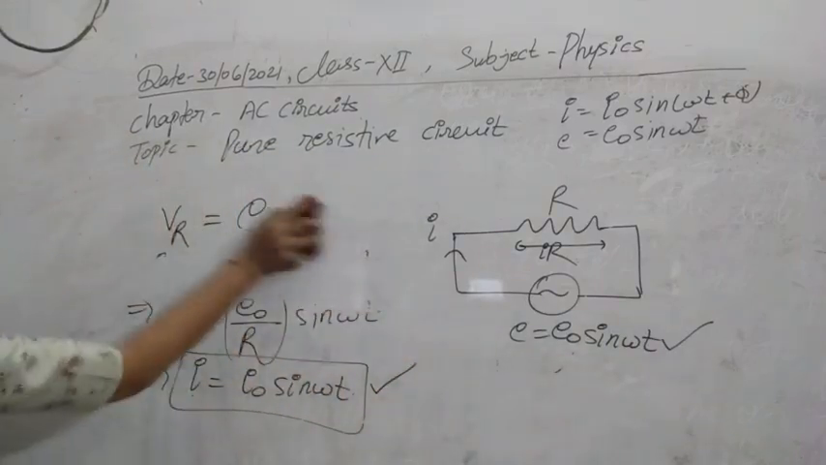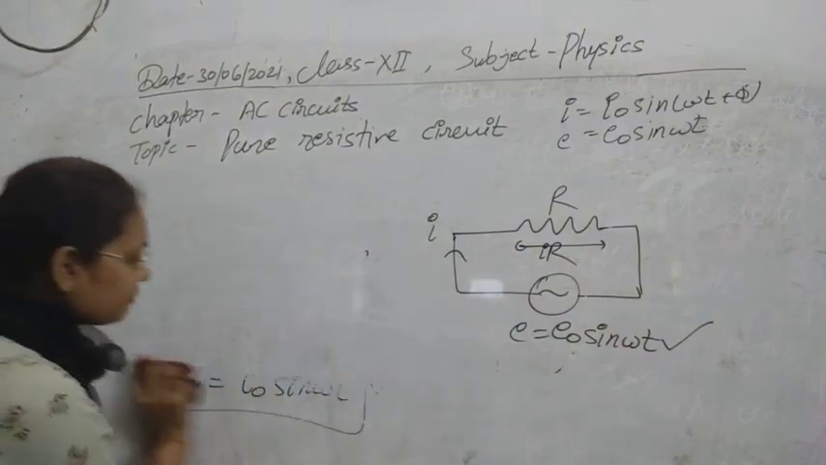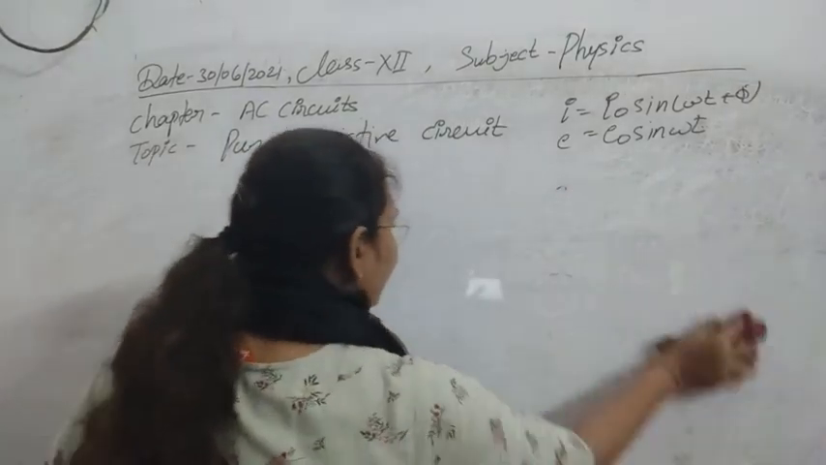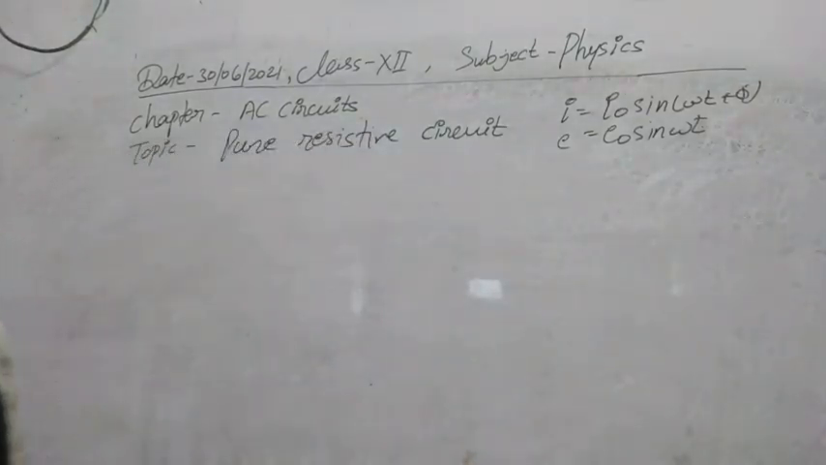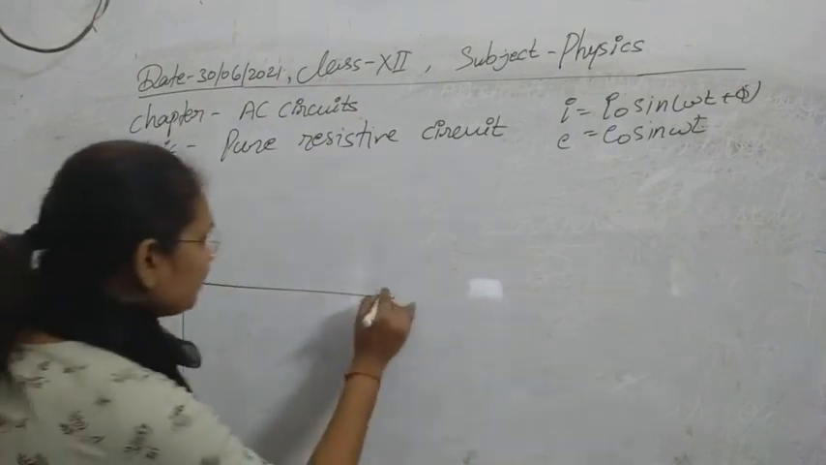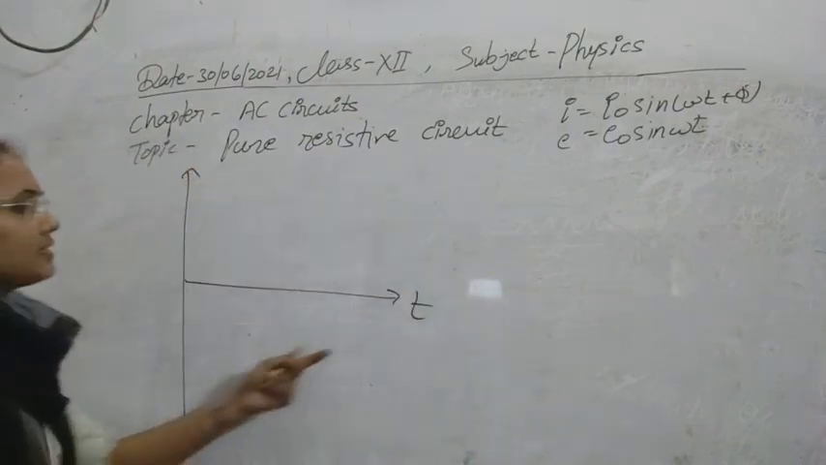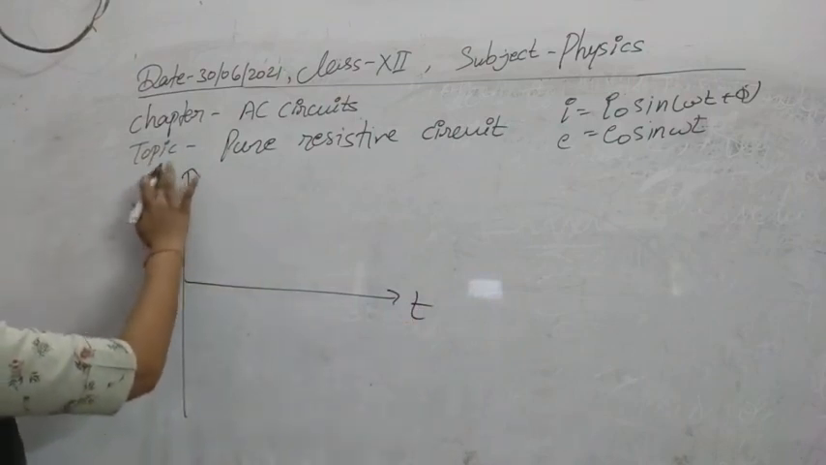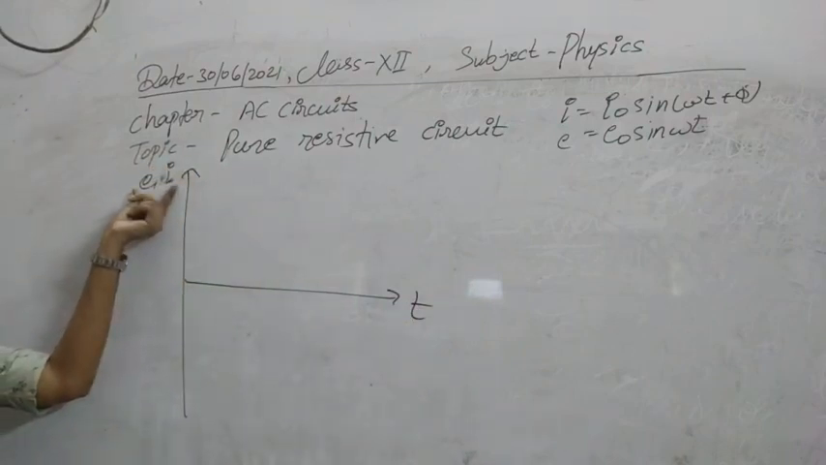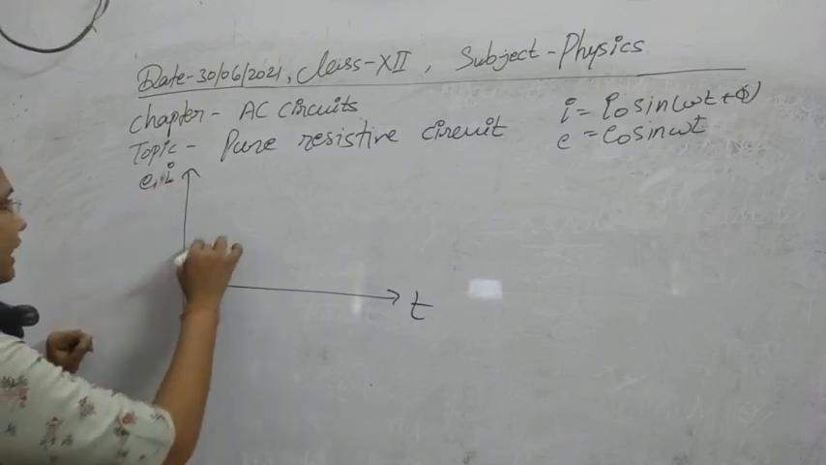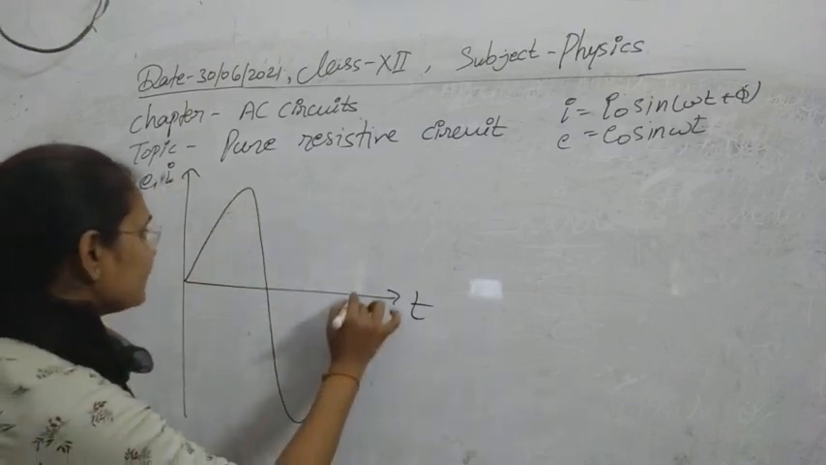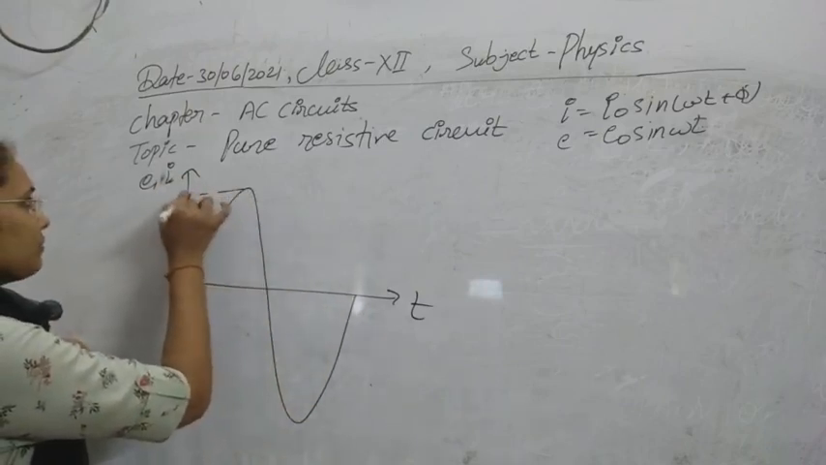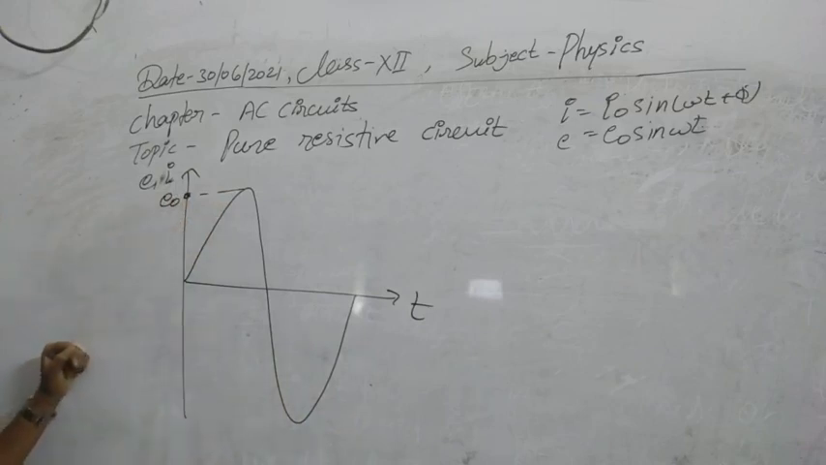So if we have to make a graph of current and voltage with time, and also the phasor diagram for this, then to make the graph, suppose on the x-axis we have taken the time, and on the y-axis the graph representing alternating voltage and current. For the alternating voltage, as its amplitude is greater than the alternating current, we have represented it by this curve, and this is the maximum value of the voltage. This is E0.